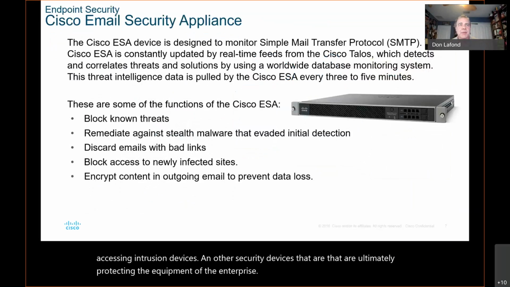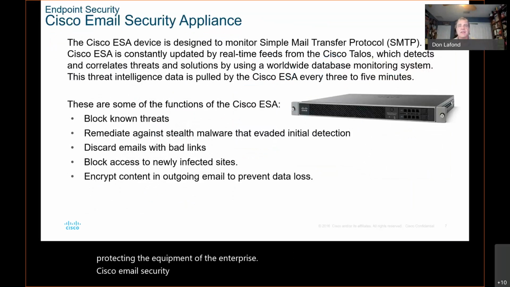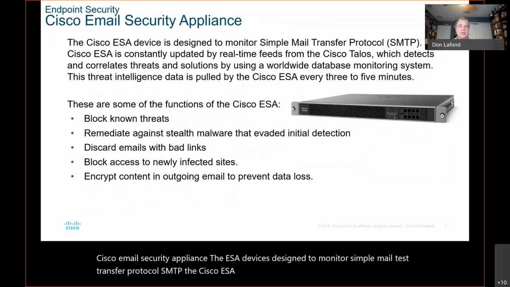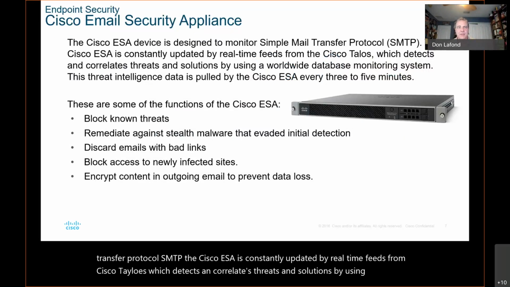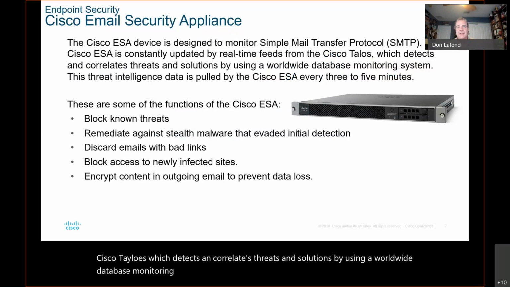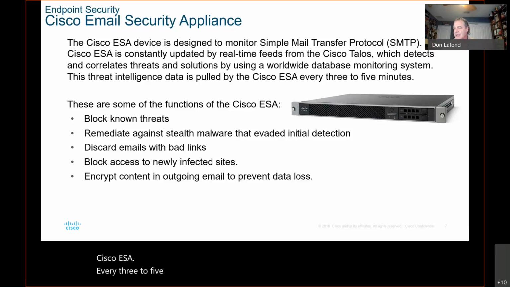The Cisco Email Security Appliance, the ESA device, is designed to monitor Simple Mail Transfer Protocol, SMTP. The Cisco ESA is constantly updated by real-time feeds from Cisco Talos, which detects and correlates threats and solutions by using a worldwide database monitoring system. This threat intelligence data is pulled by the Cisco ESA every 3 to 5 minutes. So it is like Norton on steroids.